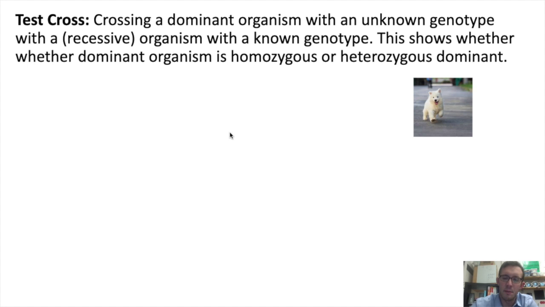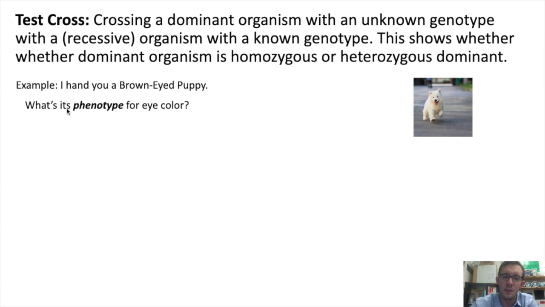Now, once you establish which alleles are dominant and which alleles are recessive, you can use that fact to uncover even more information. For instance, if you know what's dominant and recessive, you can do something called a test cross. So for an example of this, let's say I hand you a brown-eyed puppy, and I ask you what its phenotype for eye color is. Well, you'd answer that its phenotype is brown eyes.